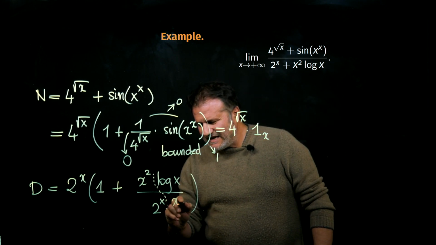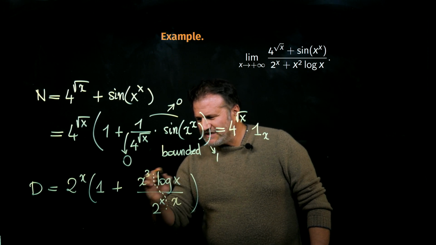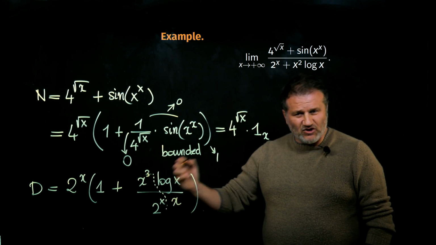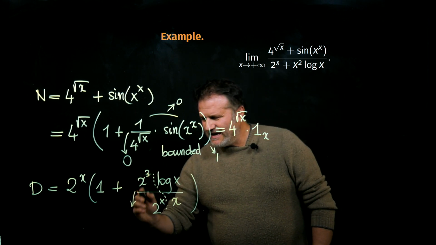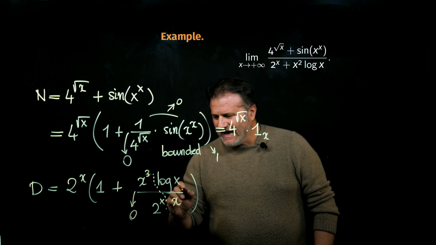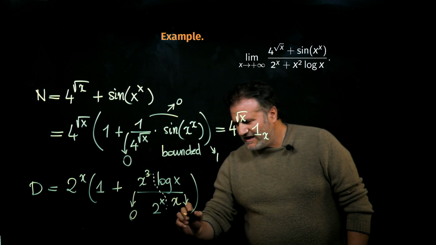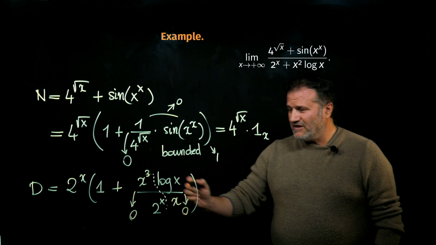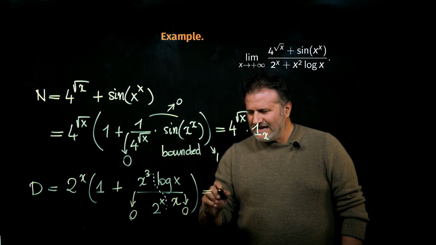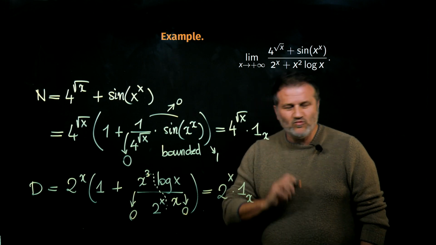We add an x here, so dividing and multiplying by x, so this becomes x cubed. Now, again, x cubed divided by 2 to the x goes to 0 because the power is a little order of the exponential. And on the other side, we have another fraction, log x over x, that goes to 0 as well because log of x is little order of x. Therefore, we can say that the denominator is 2 to the x times something that goes to 1.